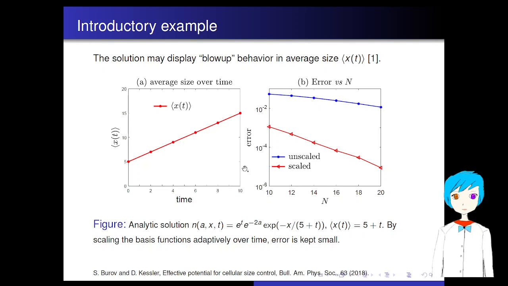So what should we do? We should scale the basis function because the average size is going up. If we scale the basis function to make it decay more slowly, it is hopeful that we can capture the more slowly decaying behavior of the solution. We can see that if we scale the basis function properly, we can keep a low error.